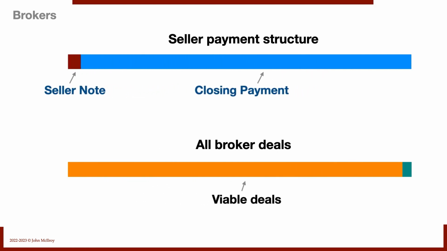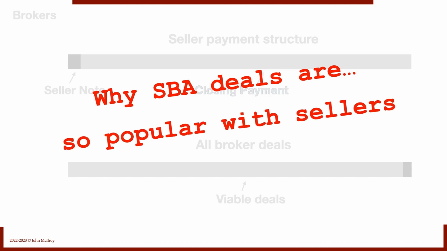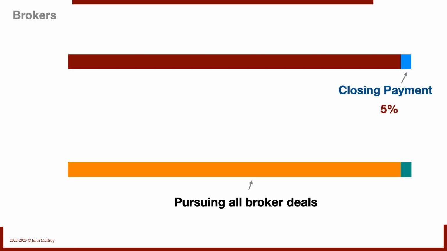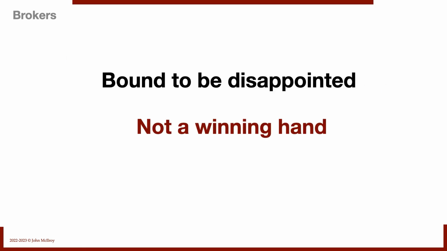And if you get to the point where the closing payment is 85 or 90% of the purchase price of the business, pretty much all deals are then viable, which is why SBA deals are so popular with sellers. It opens up the field to a lot more buyers. We just want to avoid situations where we have a small closing payment, but we're still pursuing all broker deals. In that kind of a situation, I think you're bound to be disappointed. That's not a winning hand.